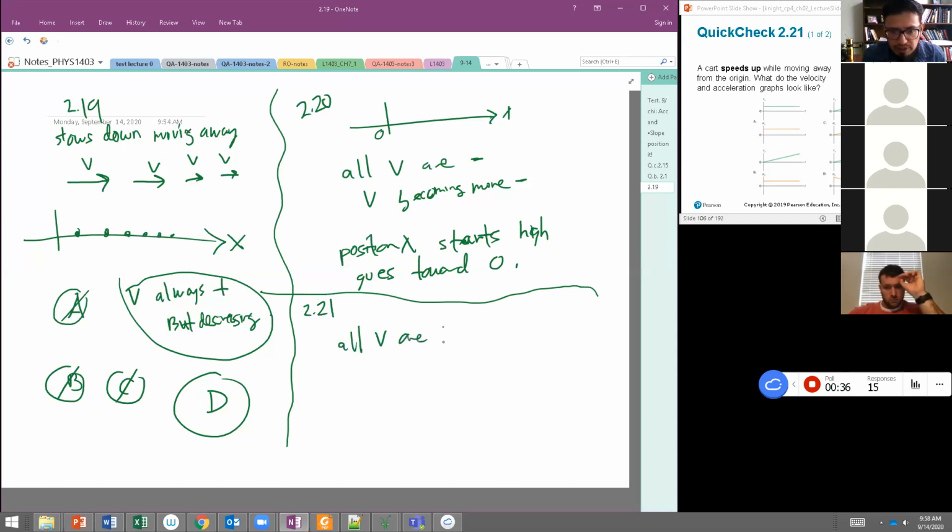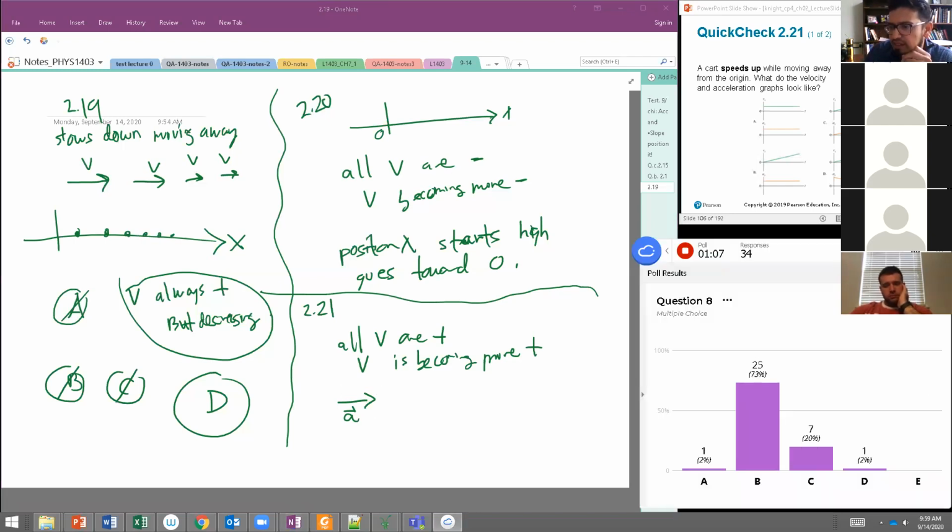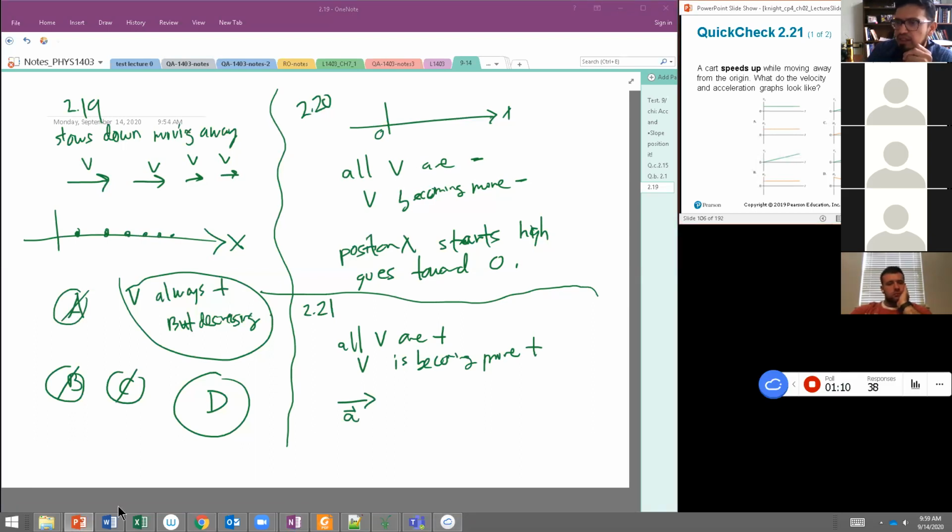So we can say all velocities are positive. It's speeding up. So v is becoming more positive. So that's one bit of information. And because velocity is becoming more positive, that means the acceleration has to be in the direction that's also positive. So we're looking for a constant positive acceleration. And so in this case, a lot of you guys have said it's B, and sure enough, it's B.